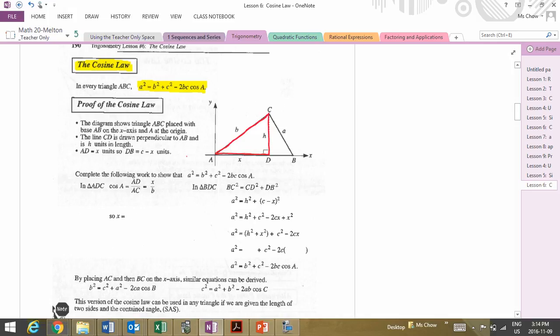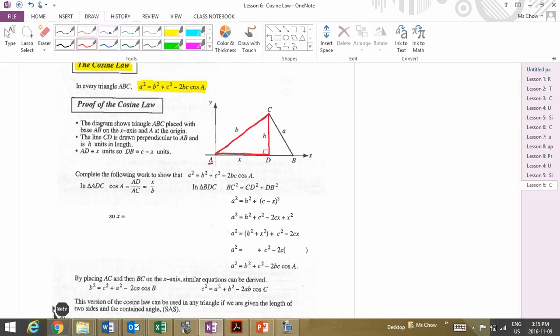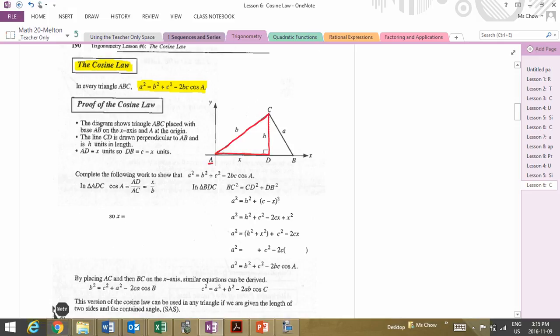So in triangle ACD, or ADC as they've got it, if we take a look at cosine of A, it is adjacent over hypotenuse, so AD over AC, or otherwise known as x over b. If we want to isolate for x then we multiply both sides by b. So originally we've got cosine of A is equal to x over b. If we multiply both sides by b, these b's cancel out. So x is then equal to b cosine of A.